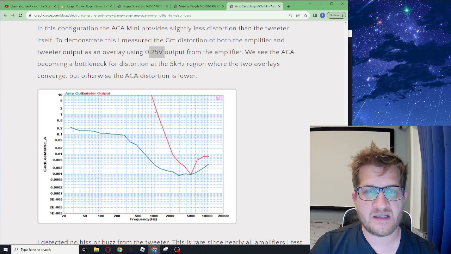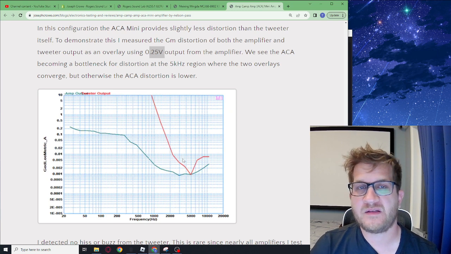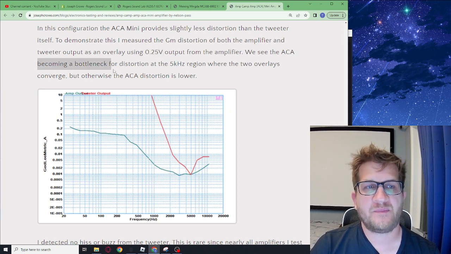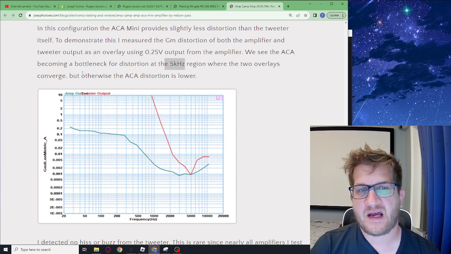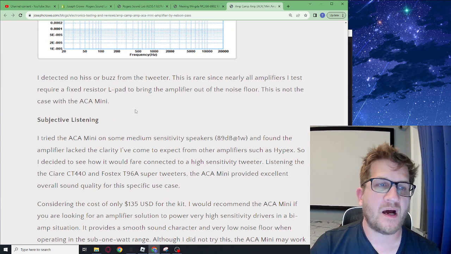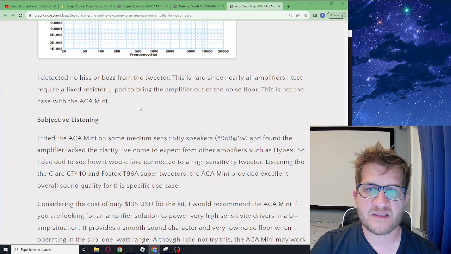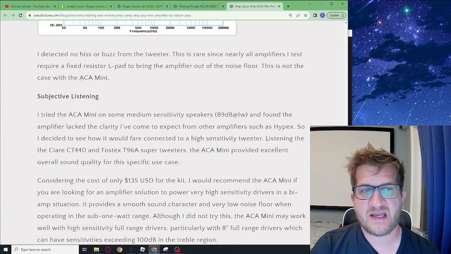So here's the overlay, and the red is the distortion profile of the tweeter itself, so that's an acoustical measurement with my test microphone, and then the amplifier's distortion at the amplifier's output. So we see the ACA becoming a bottleneck for distortion at the 5 kilohertz region, where we see the two overlays converge, but otherwise the ACA has lower distortion. I detected no hiss or buzz from the tweeter, so this is quite rare since nearly all amplifiers that I test require a fixed resistor L-pad to bring the amplifier out of its noise floor. This wasn't the case with the ACA Mini.